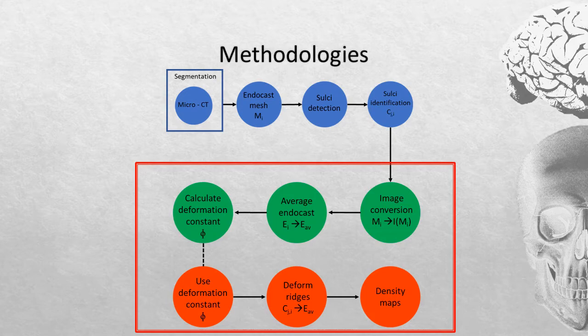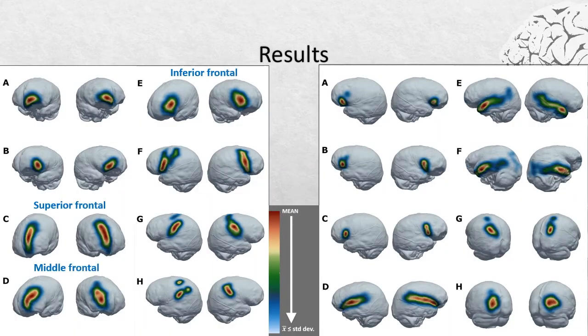map for each sulcus. Some of the results we got from this: clear distribution patterns in red can be observed for the superior frontal sulcus, the middle frontal sulcus, and the inferior frontal sulcus. Moving on, higher variation could be observed with more erratic patterns for the precentral, central, and postcentral sulci.